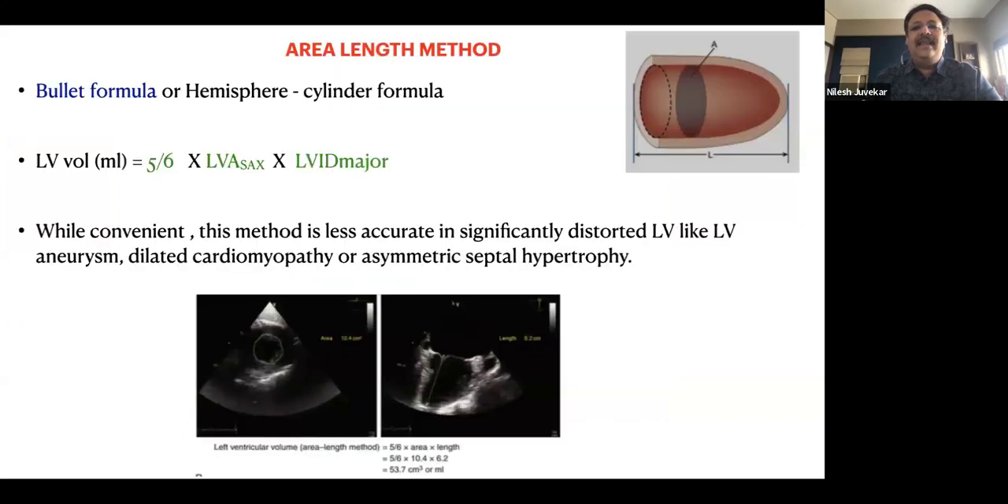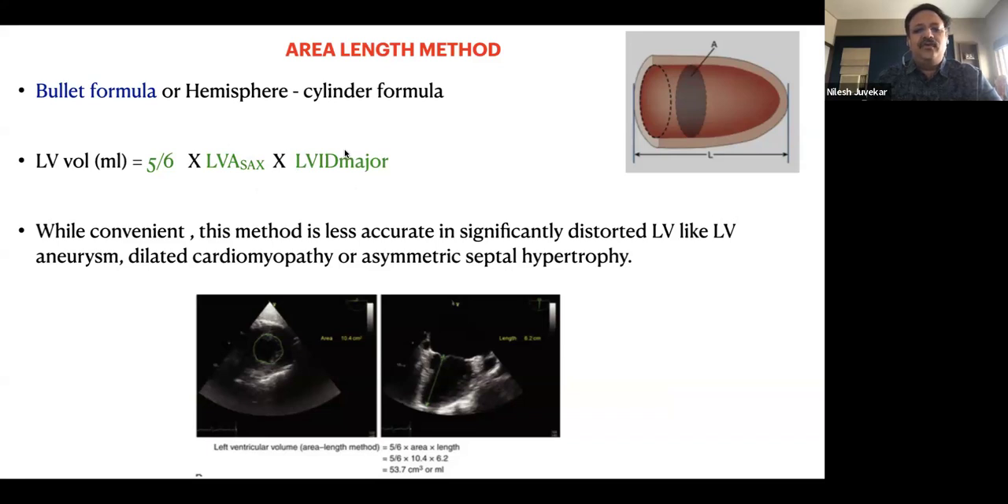Now coming to the area length method. As I said, if the endocardial borders are not well seen, then this method becomes the method of choice. It is also called the bullet formula or the hemisphere cylinder formula, because here the LV is assumed to be of the shape of a bullet, which we can see over here. Now, this is the formula, that is LV volume is equal to 5 by 6 into the left ventricular area in the short axis into the LVID major.